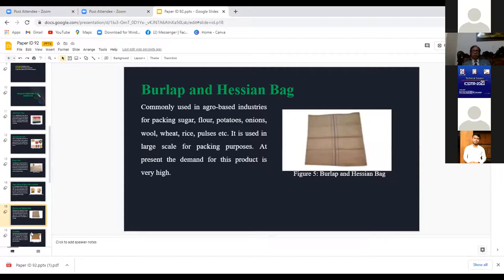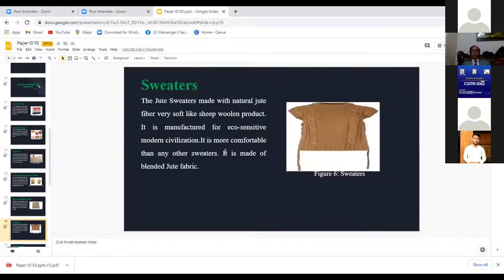Burlap and hessian bag. Commonly used in agro-based industry for packing sugar, flour, potatoes, onions, wool, wheat, rice, pulses, etc. And at present, the demand for this product is very high. Sweater. It is more comfortable than any other sweater. It is made of blended jute fabric.